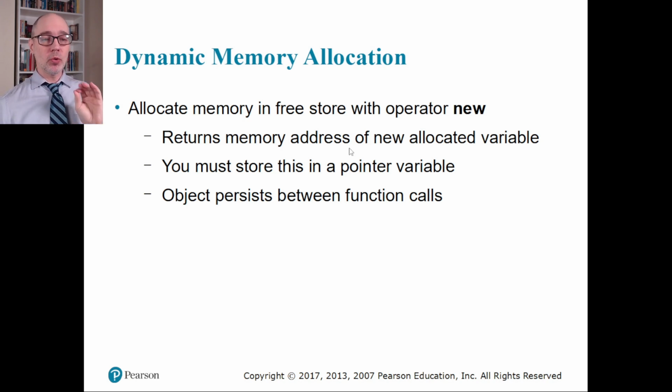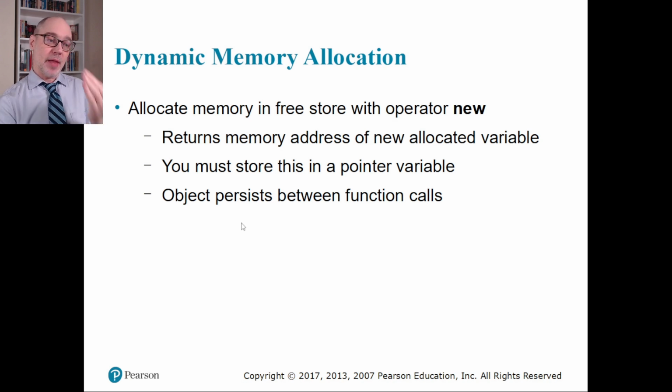So when you use the new operator, it goes to the free store, finds a block of memory big enough that you need, allocates it to your program, and then returns the address of where it found it, that you need to store in a pointer variable in order to keep track of where it is. So the new operator, like it says here, returns the memory address of where it found your new block of memory. It's your responsibility as the programmer to store this in a pointer variable so you can find it.